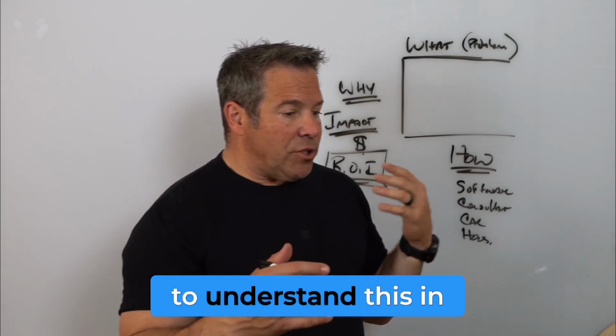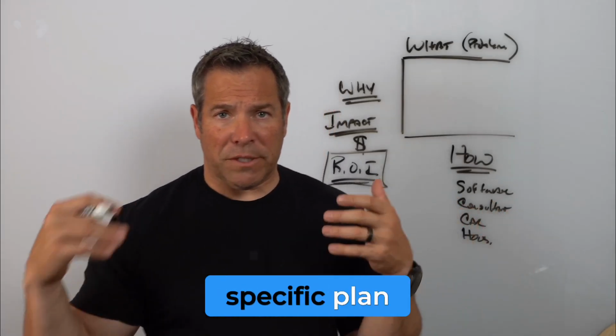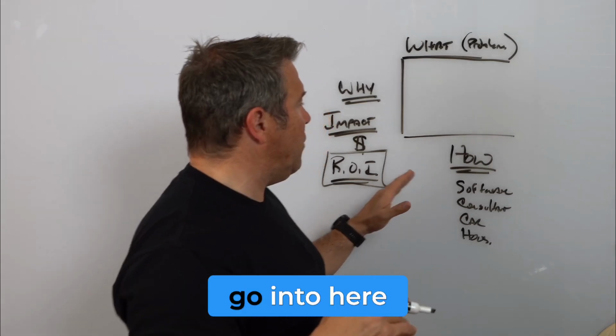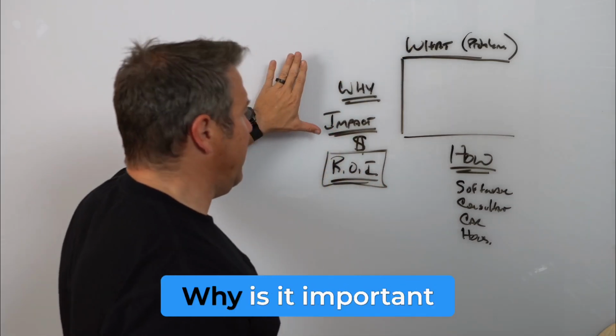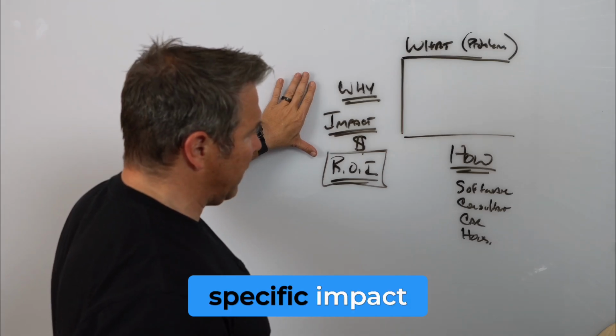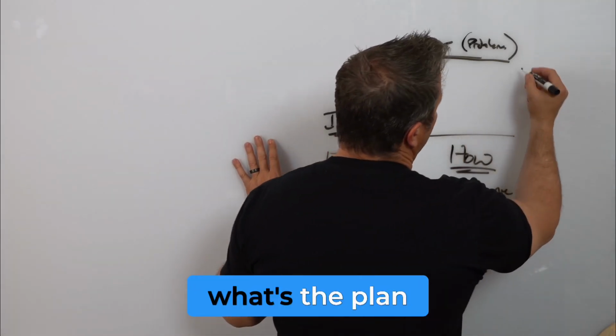I'd like to understand this in the context of short-term, medium-term, long-term, specific plan. There's a lot of detail that you can go into here, but what I want to understand is what is the thing that we're solving for? Why is it important to solve for the specific impact? How? What's the plan? How will we do it? I want to know how, what's the plan?